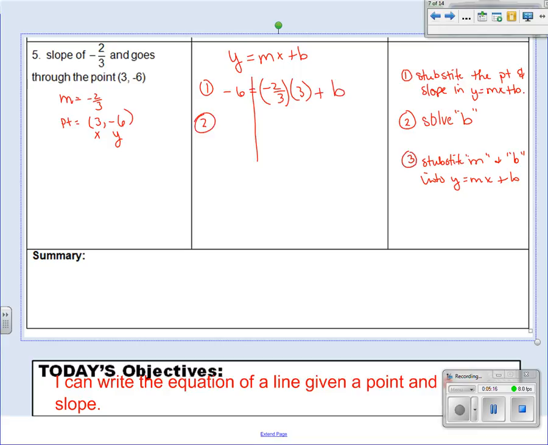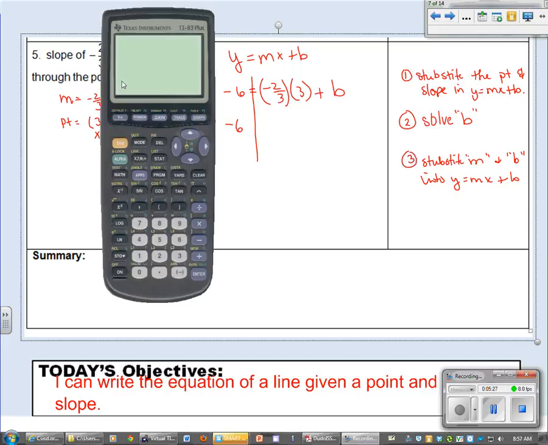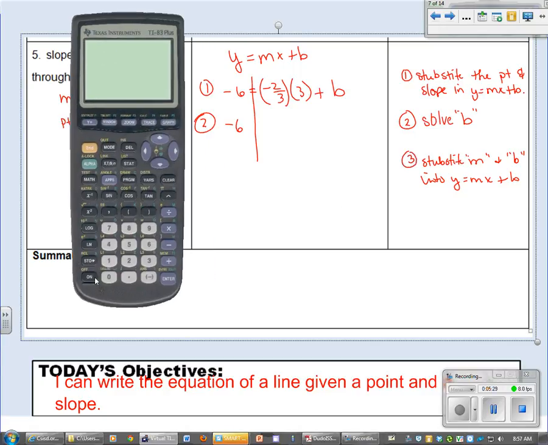Step 2, we're going to solve for b. So first we have to simplify. And it would be nice to have a calculator in order to multiply these fractions. So go get your calculator. On the calculator, we're going to type in the fraction in parentheses. So open parenthesis, -2 divided by 3. Close the parenthesis, and then we're going to multiply it by 3. So another parenthesis and 3. Press enter, and we get -2.